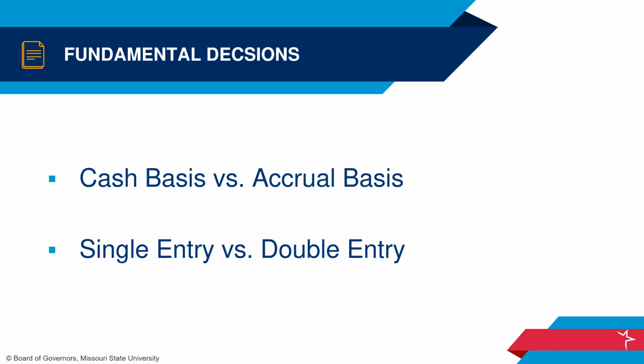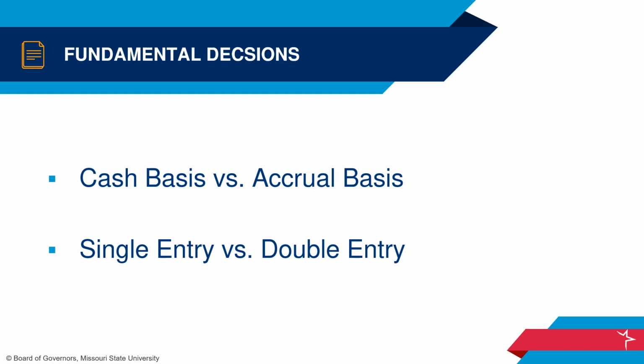So, single entry versus double entry. Single entry is just that. It's a single entry. It's the simplest form. There is no auto check. An example would be your checkbook, where you make an entry in there and you adjust your balance. You're not putting two entries to make sure that they do balance.